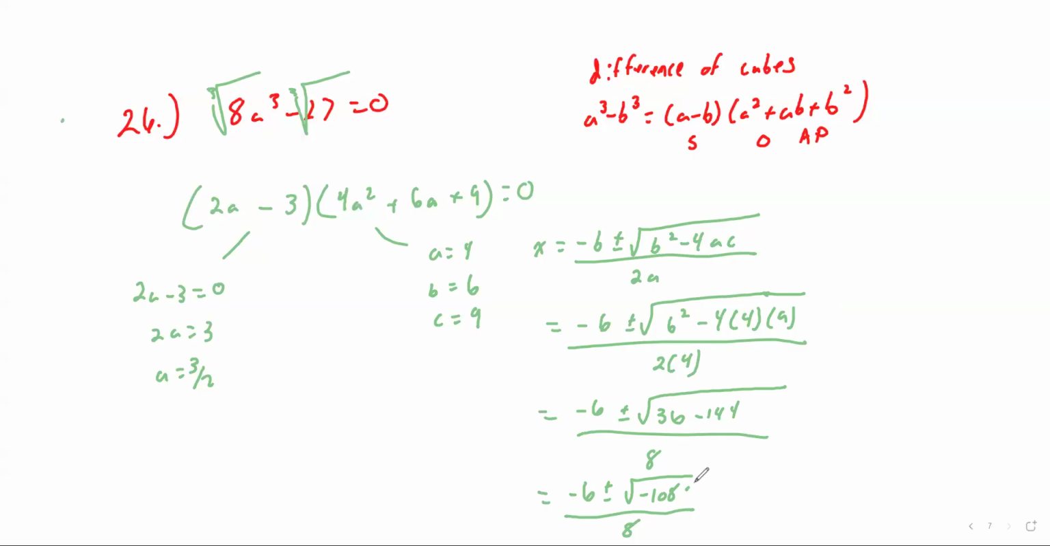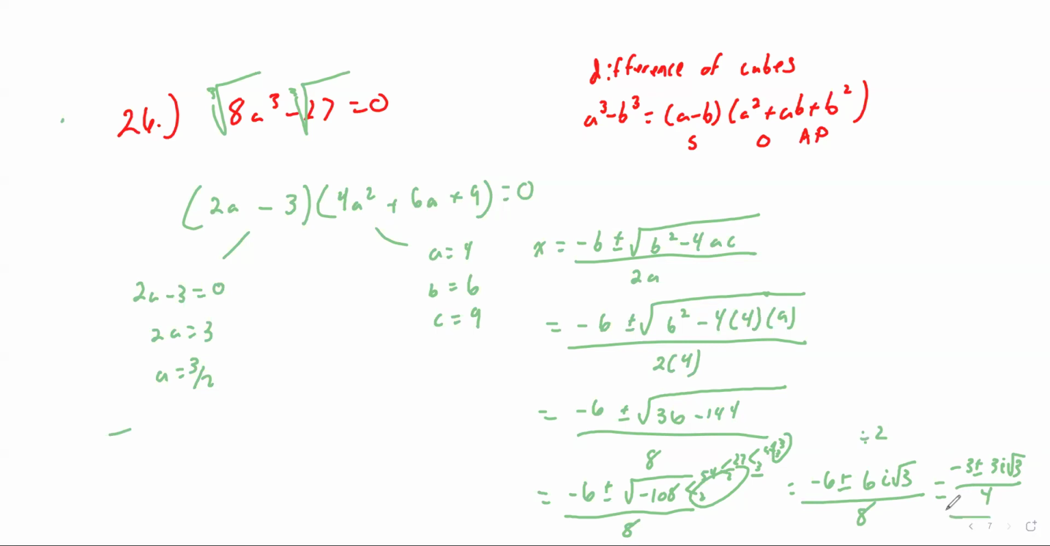And then from there, 108 would be 2 and 54, 2 and 27, 3 and 9, and then 3 and 3. So I see I got a 3 and a 2. So that would give me negative 6 plus or minus. 2 times 3 would give me 6. That's what can come out with the i because it's negative. And then I'm left over with a 3 and then 8. And then I can simplify all these by dividing by 2. So it's going to be negative 3 plus or minus 3i square root of 3 over 4. And so there's your three answers.